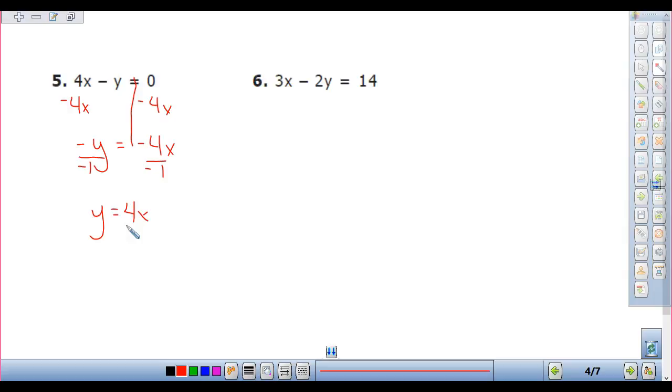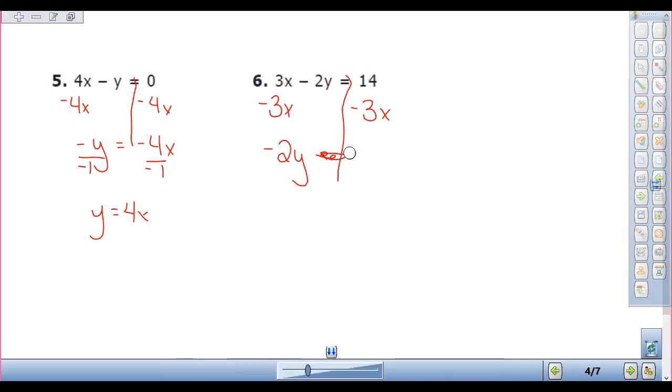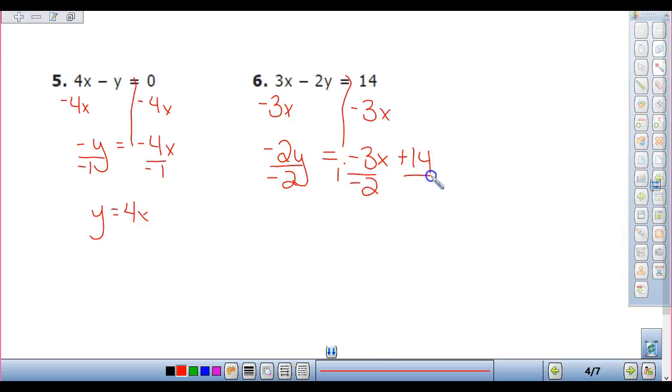Okay. In this one we kind of rocked this one out. I was pretty impressed with number 6. So we've got negative 2y equals negative 3x plus 14. And then we divided by our negative 2. Y equals 3 times x minus 7. Okay? Be careful that we are leaving those as fractions, and this is why.